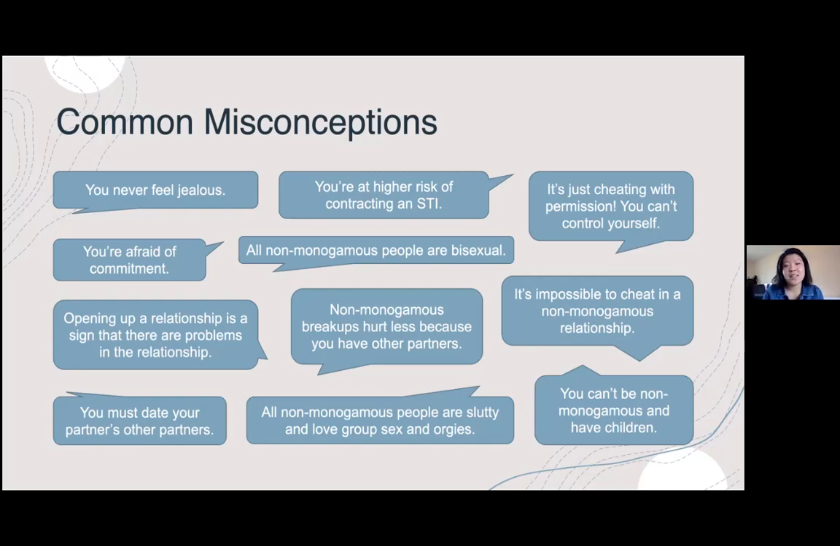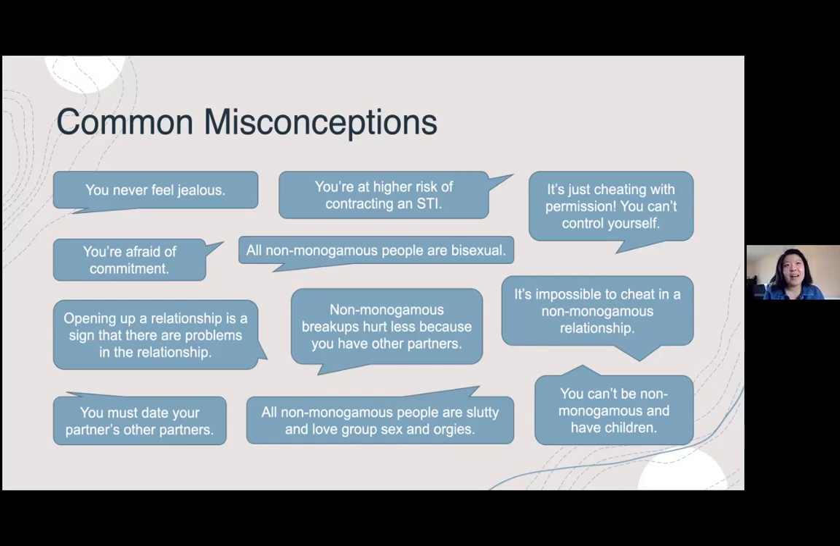And so whenever someone brings up to me that polyamory is cheating with permission, I often ask them, what have you and your partner agreed to be cheating in your monogamous relationship? And often they're just like, oh, well, we never talked about it.